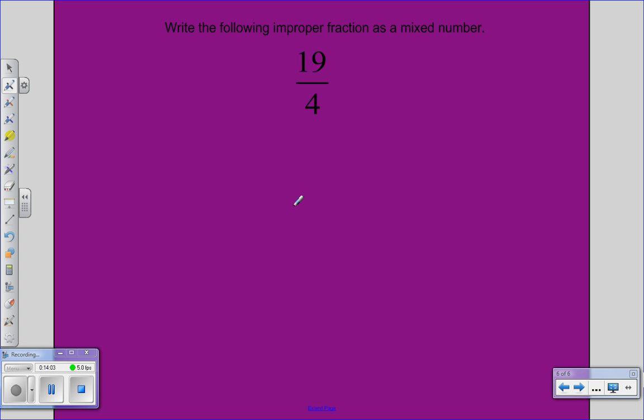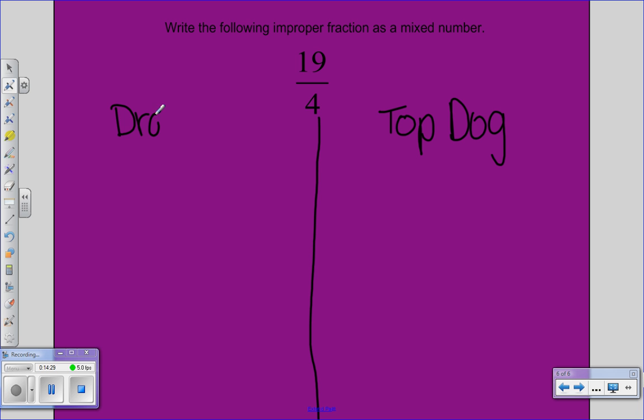Alright, your last slide for your review. Write the following improper fraction as a mixed number. Again, I'm going to do it 2 ways. If you like drawing it out, draw it out. If you like doing top dog, because top dog is our improper fraction method to put it into a mixed number, you do top dog. We're going to talk about top dog in a minute, but over here I'm going to draw it out. 2 ways. It does not matter which way you do it, whichever works for you.